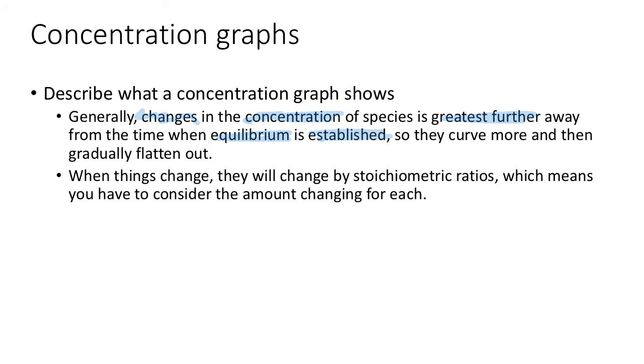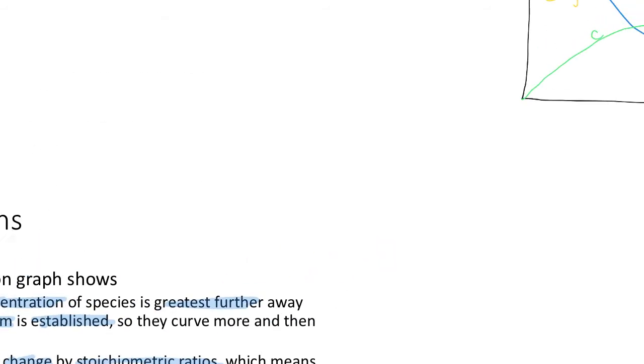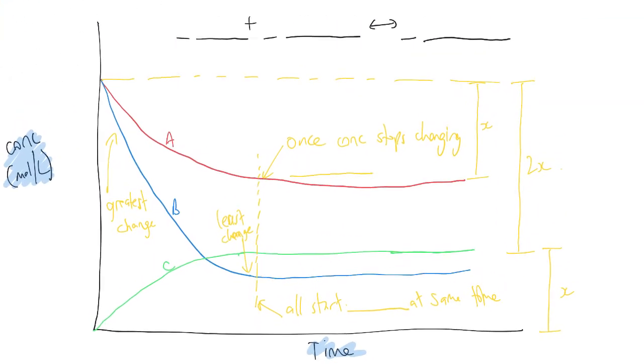Okay, you also need to consider, and this is really important, that when things change, they change by stoichiometric ratios, which means you have to consider the amount changing for each. So let's have a look over here in our example.